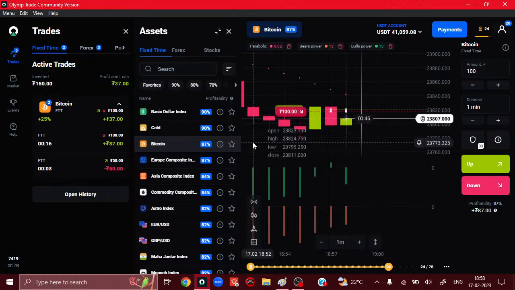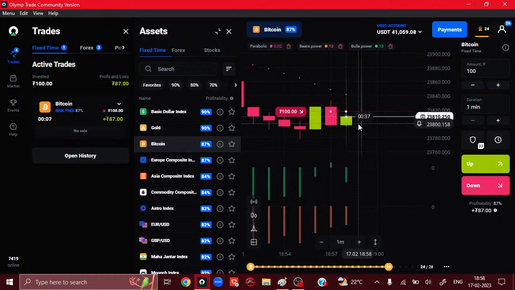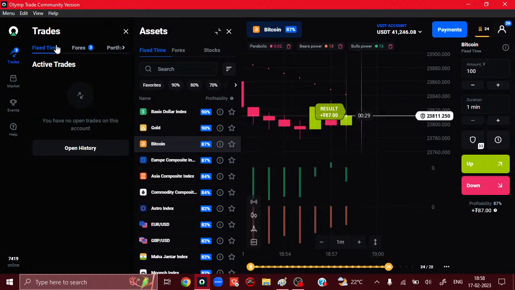So right now, two entries in Bitcoin, one in the upward direction, one in the downward direction. We are winning the downward direction trade now, and it is a risk-free trade. So the risk is eliminated, and the overall situation now is profitable, perfect.